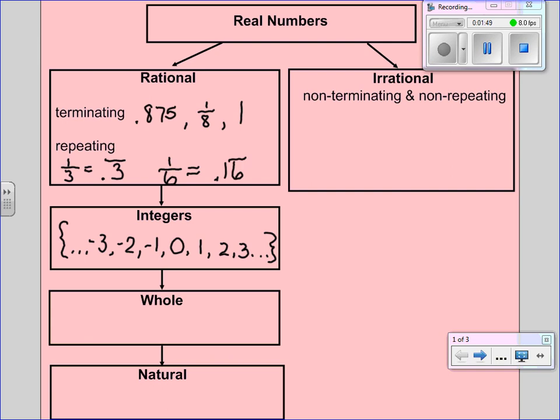Underneath the integers, we have another set of numbers called the whole numbers. The whole numbers basically take out the negatives. So the whole numbers start with 0 and include all of the positive numbers. Again, there are no fractions and decimals. The natural numbers start with the number 1. Sometimes these are called the counting numbers.